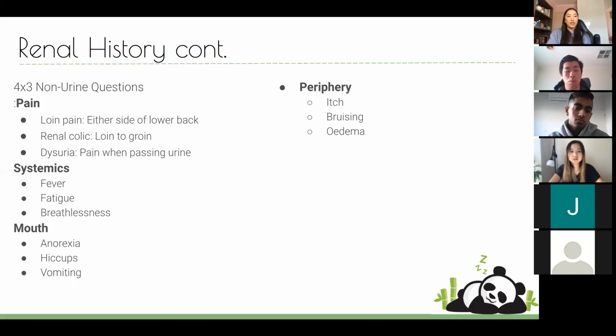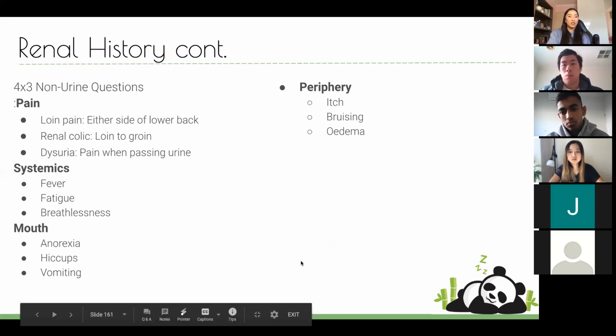The mouth stuff, anorexia, so they don't want to eat, hiccuping, which is a late CKD sign, or vomiting, again, related to CKD or AKI. And then peripheral things, itch, bruising, edema, that's again sort of accumulation of nitrogenous wastes in itch and bruising, and edema, fluid retention.